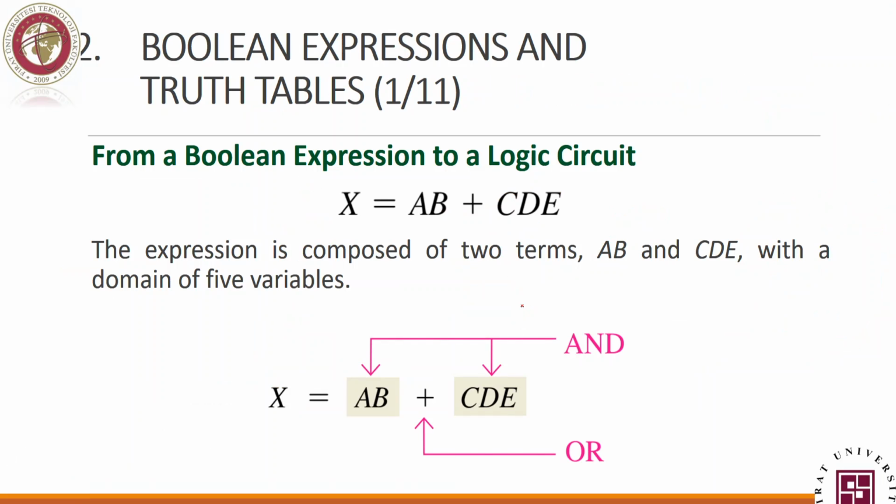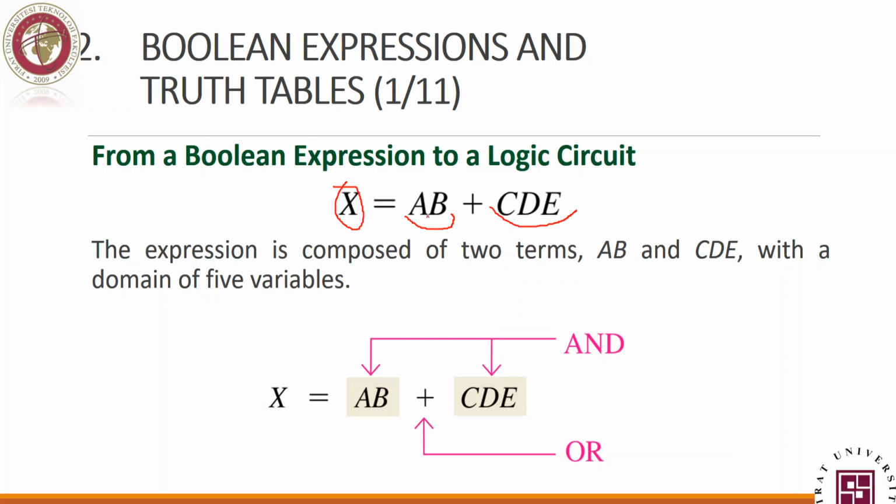Let's move on. Now, we may have a Boolean expression. Can we convert this Boolean expression to a logic circuit? Yes, why not? Now, look at this. This is the output, all right? This is a term, sum, sorry, a product. Here we have a sum, then another product. So ultimately, we have sum of products, or SOP.